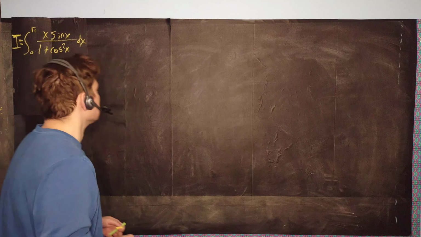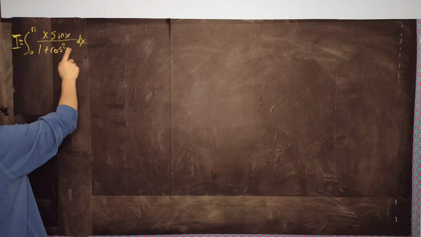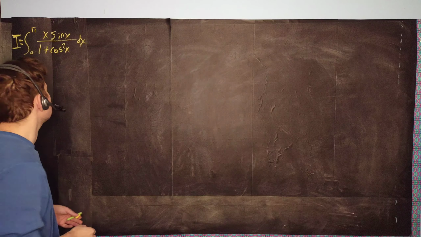So let's take a look at this integral here. We have the integral from 0 to pi of x sine x over 1 plus cosine squared x. This is an exercise in using substitution the right way to evaluate the integral.